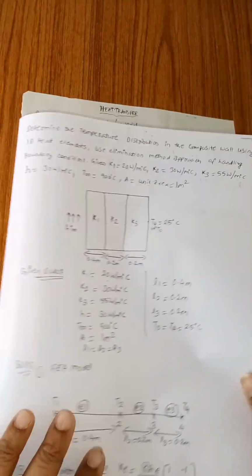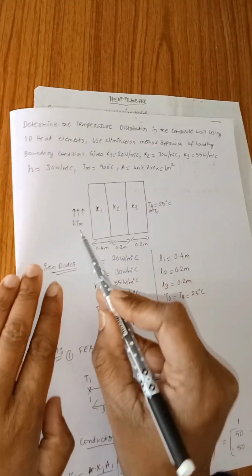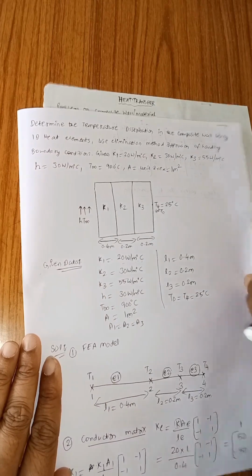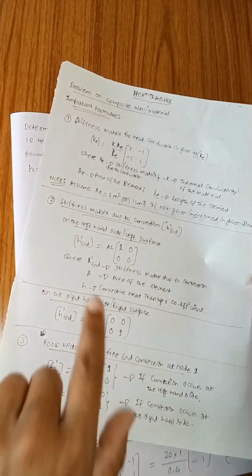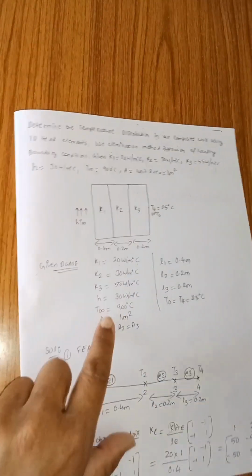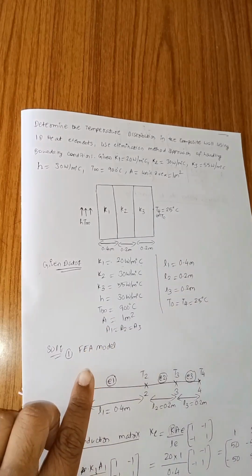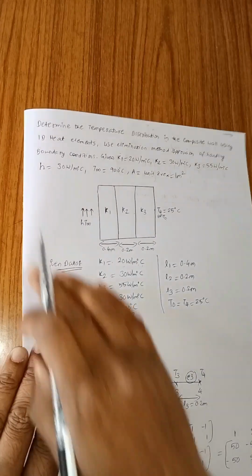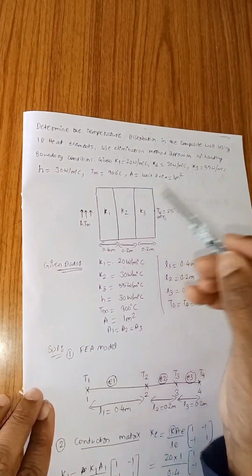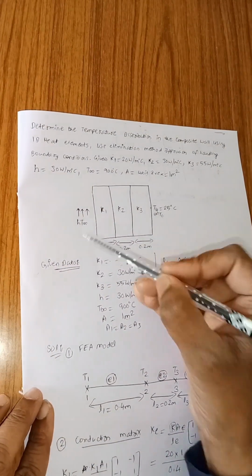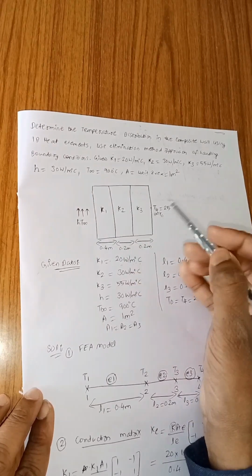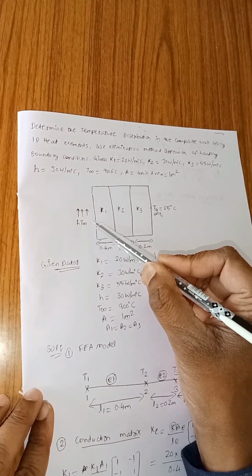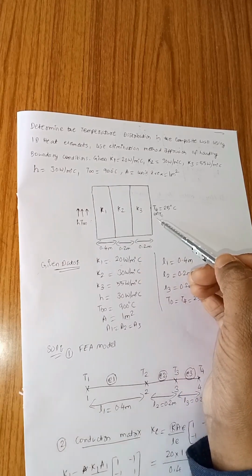Just observe in the given figure: if h into T infinity is given on the left hand side, then you will have to use the left hand side formula. Suppose it is given on the right hand side, then you use the right hand side formula. Sometimes it will be given in the question itself that the convective heat transfer coefficient occurs on the left or right hand side, or they might give inner surface or outer surface. Inner surface means the left hand side, outer surface means the right hand side.